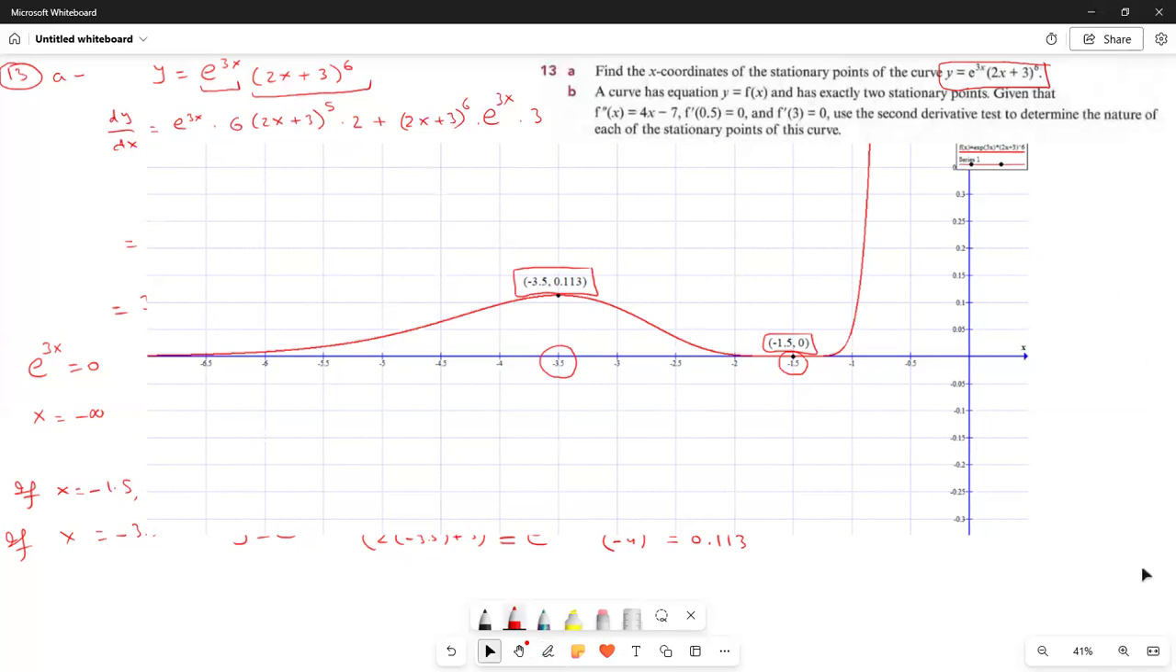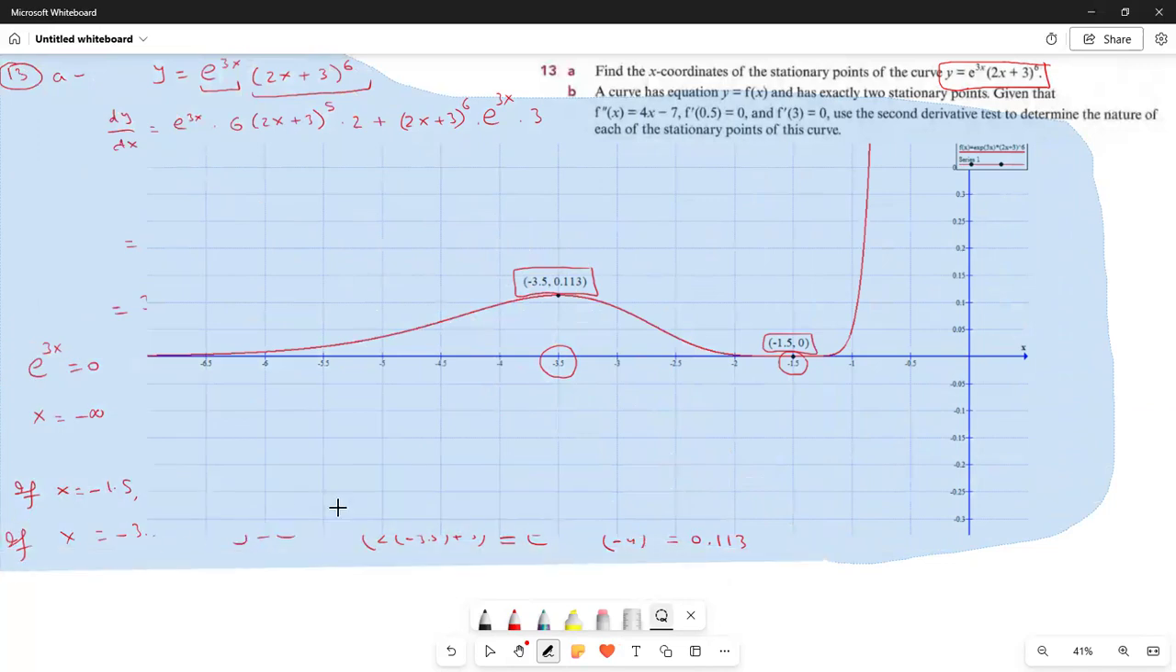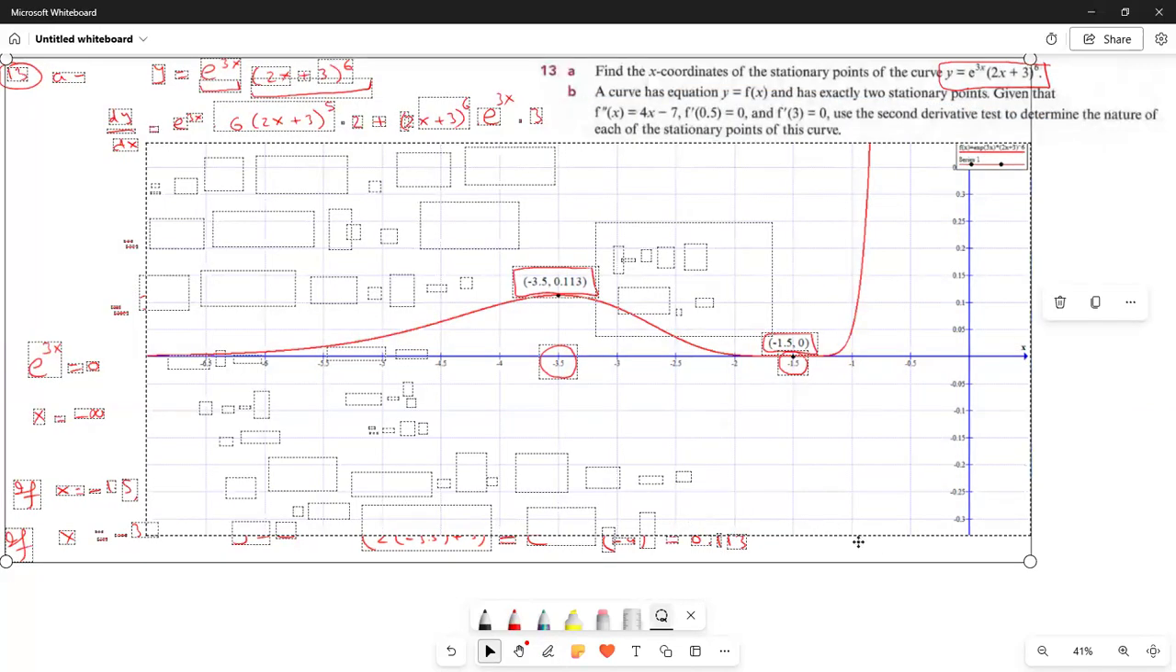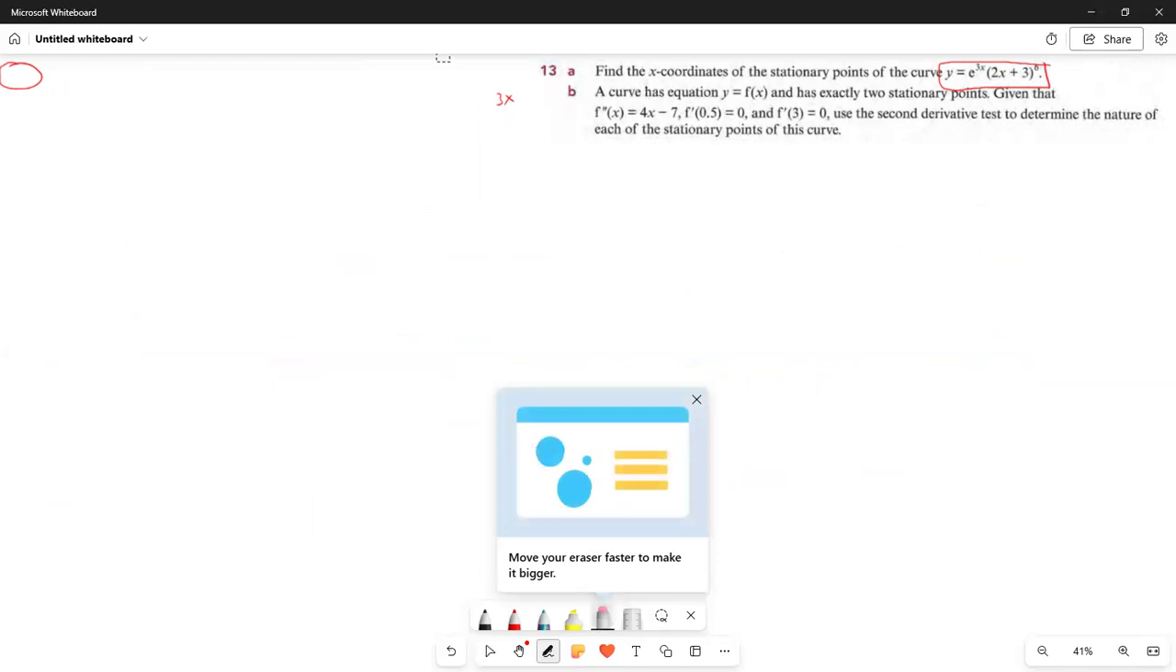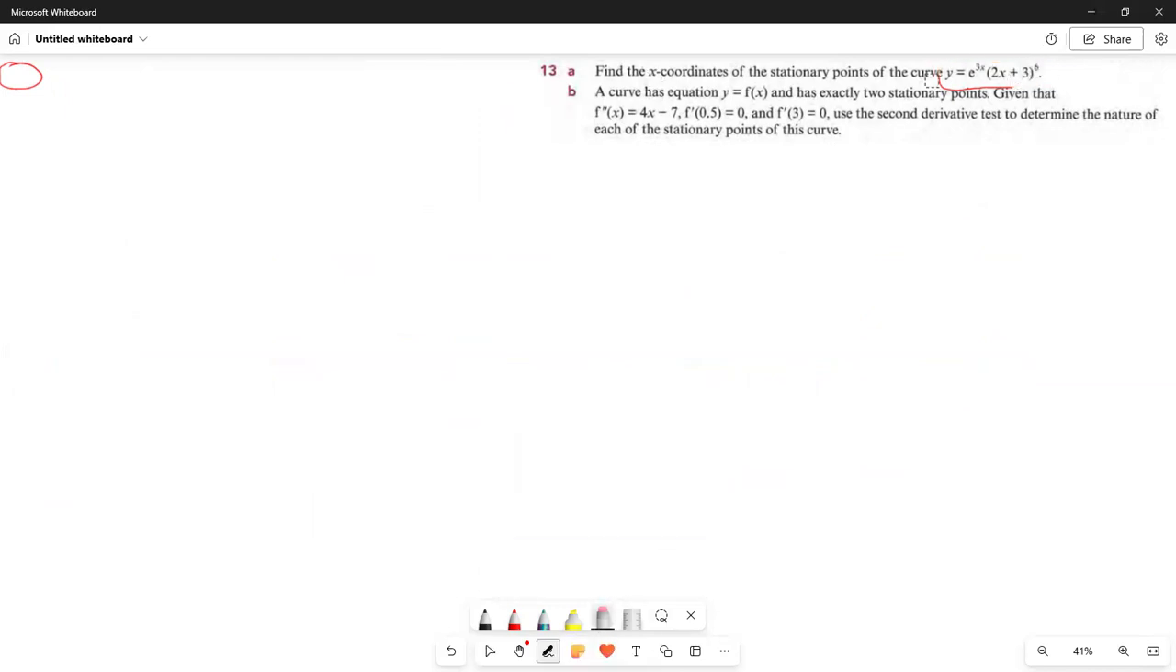Now I need to make some space to do part 2. Okay, let me erase everything. Okay, good. So going back to part B. Part B of this problem is that there's a curve.